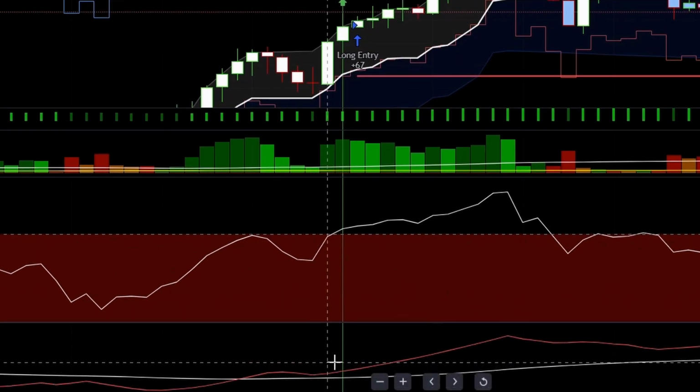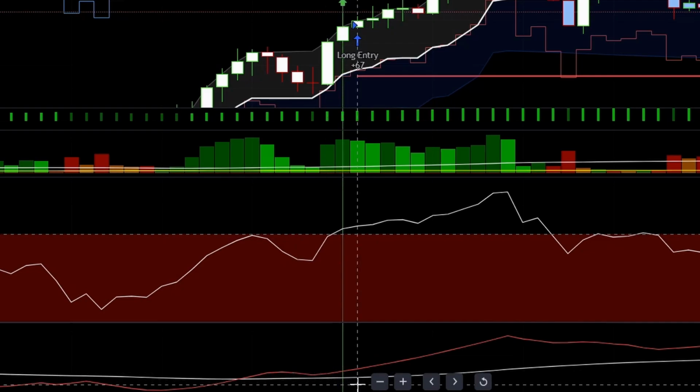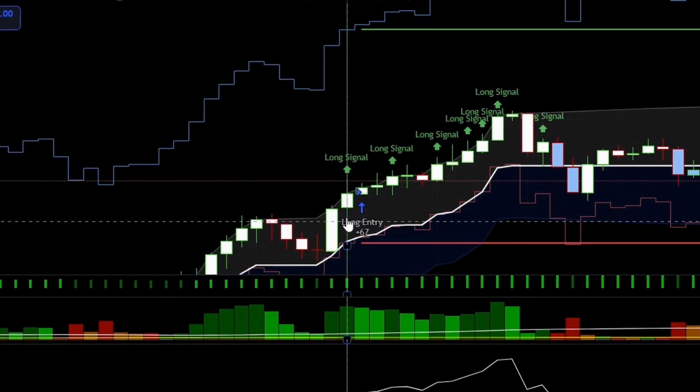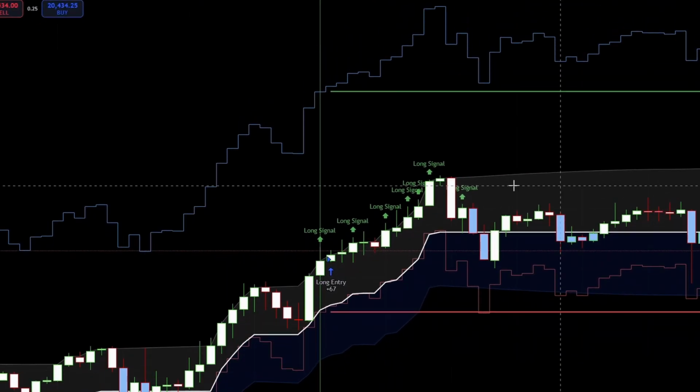And finally, on the ADX plus EMA, the ADX needs to be above the EMA. And as you can see, that is also met. So all of the conditions are met for a valid long entry. Let's see where the stop loss and take profit levels will be.